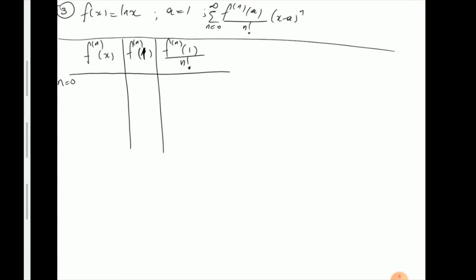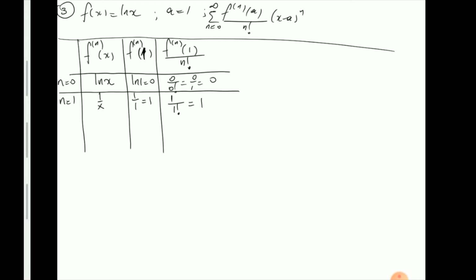So starting with the function itself, which is ln of x, evaluated at 1, that's going to be 0. And then 0 over 0 factorial, that's 0 over 1, that's 0. Moving on, n equals 1, the derivative is 1 over x. Evaluated at 1, that's 1 over 1, which is 1. That's the derivative. And that derivative is divided by 1 factorial, which is 1, but we'll keep it. Right, so this is c naught, this is c1, and so on.